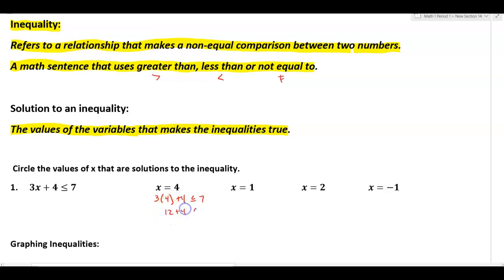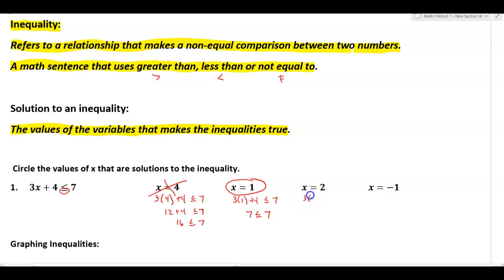Well, 12 plus 4 is going to be 16. Is 16 less than or equal to 7? No, that's not a solution. The next one, 3 times 1 plus 4, is that going to be less than or equal to 7? Well, 3 plus 4 is 7. 7 is less than or equal to 7. Because you have this little equal sign, that is going to be the solution.